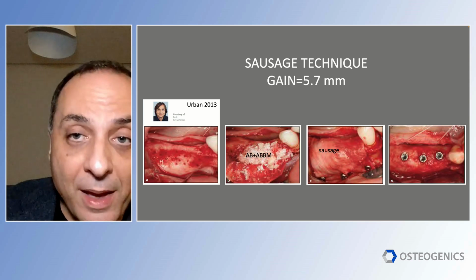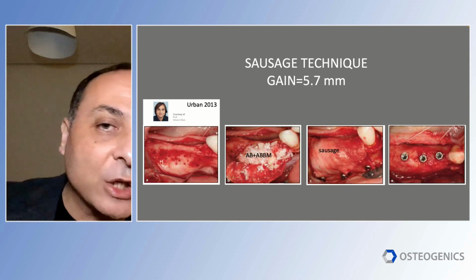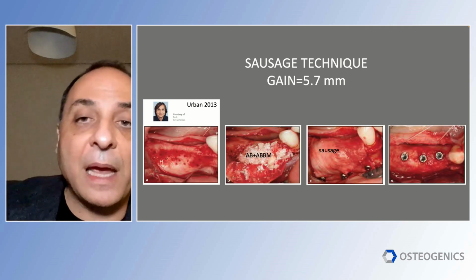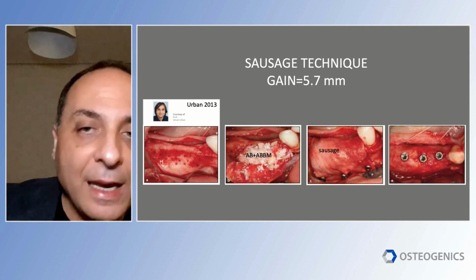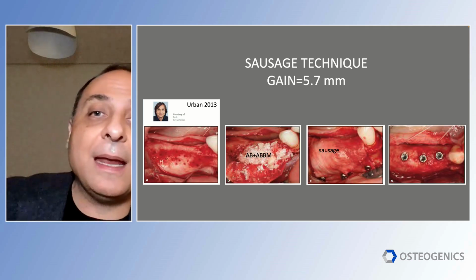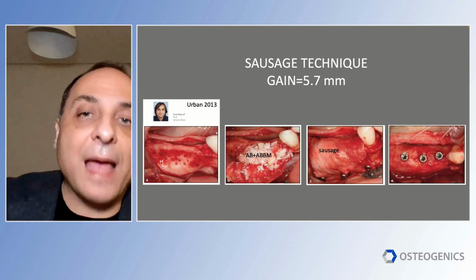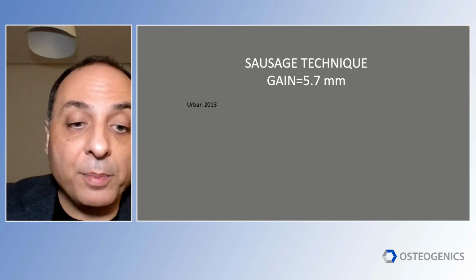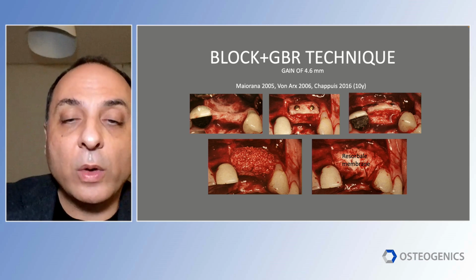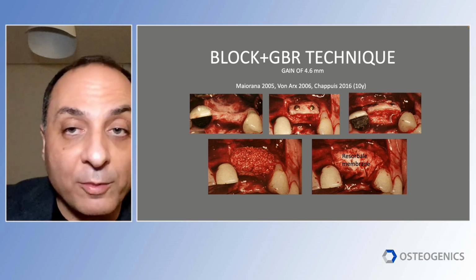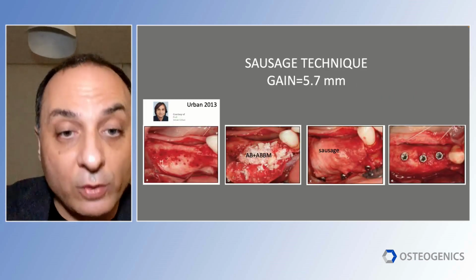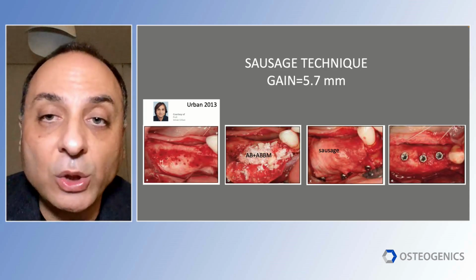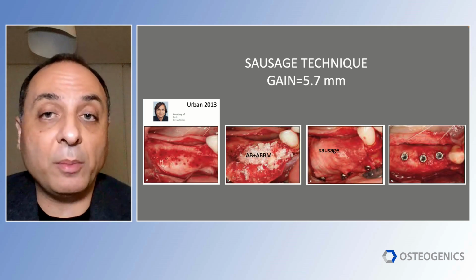I just need to pack my graft and stabilize it like crazy with pins to have something like a sausage. And this would be enough for me. And he published some results, and his results were amazing because the average that he published was 5.7 millimeter. And the previous group were publishing around 4 to 5 millimeters. So it was like a revolution in the area of ridge augmentation using collagen membrane and biomaterials.